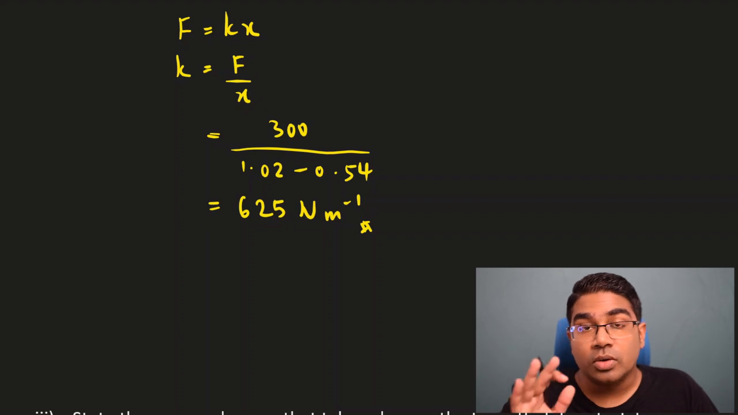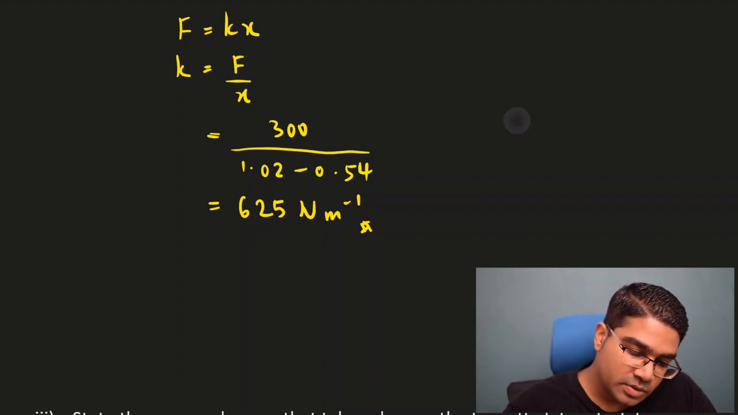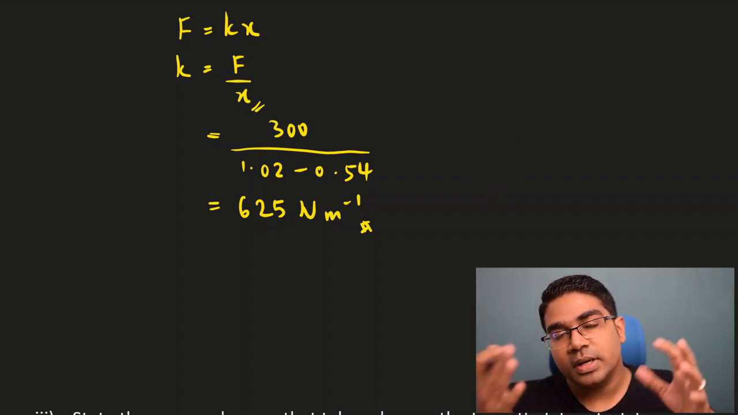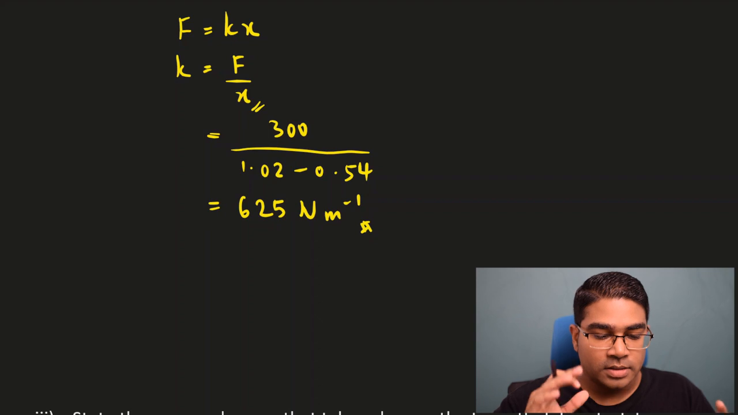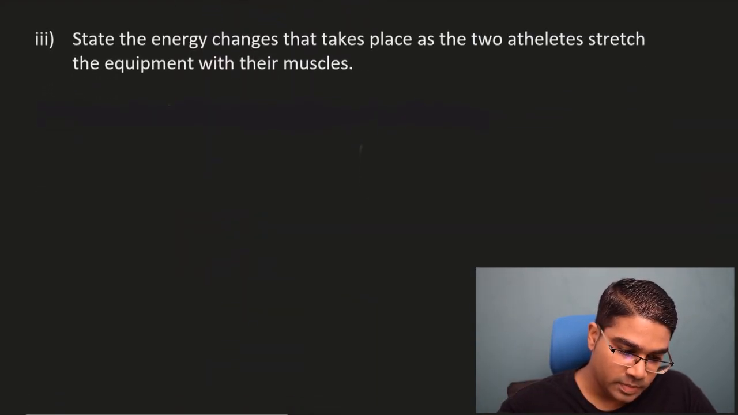Here you just have to take note of the units that you use for length. The extension here we use meter. Therefore, it is newton per meter. If it was centimeter, then it will be newton per centimeter. So this is how we get the spring constant. Now let's go to the next part of the question.